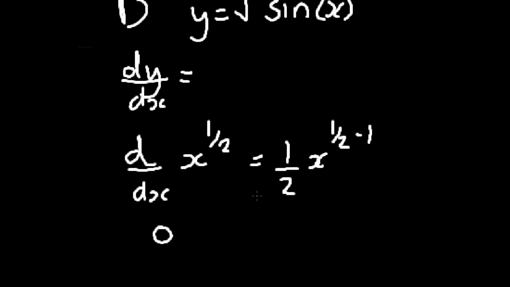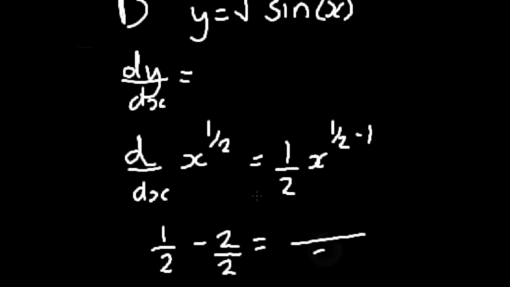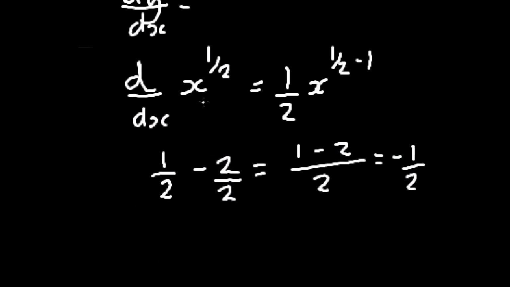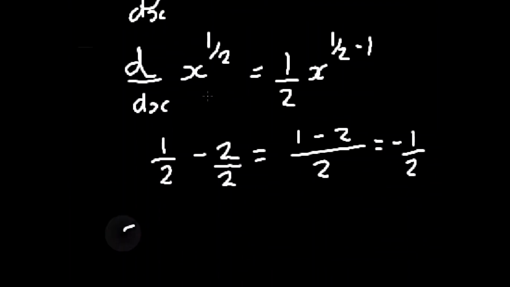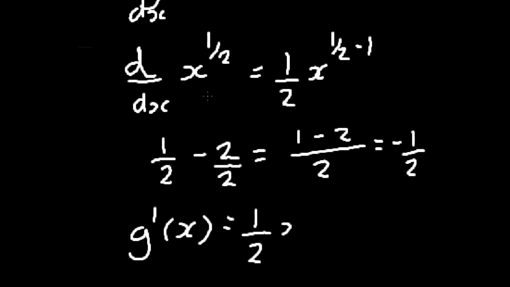So let's do the same thing. What is 1/2 minus 1? But let's not write 1 like that. Do you agree with me that 2 divided by 2 is 1? And then do you agree with me that this is equal to negative 1/2? So there we go. That's the outside bit. That's what it's equal to. So we can say that when we differentiate that, or if we have g prime of x, we are equal to 1/2 x to the power of negative 1/2, like that. Cool.